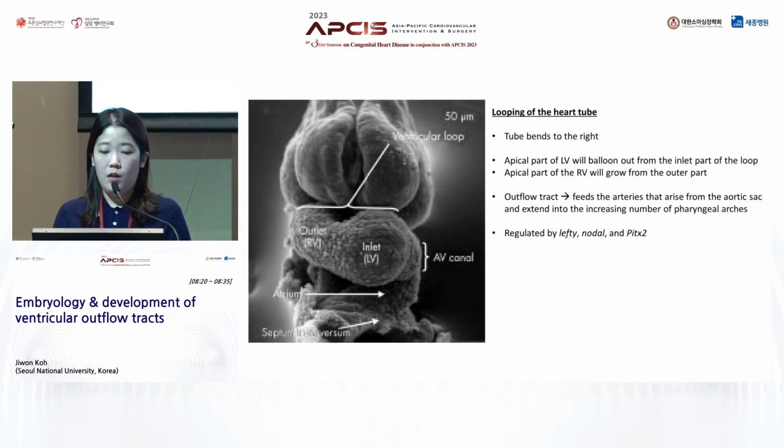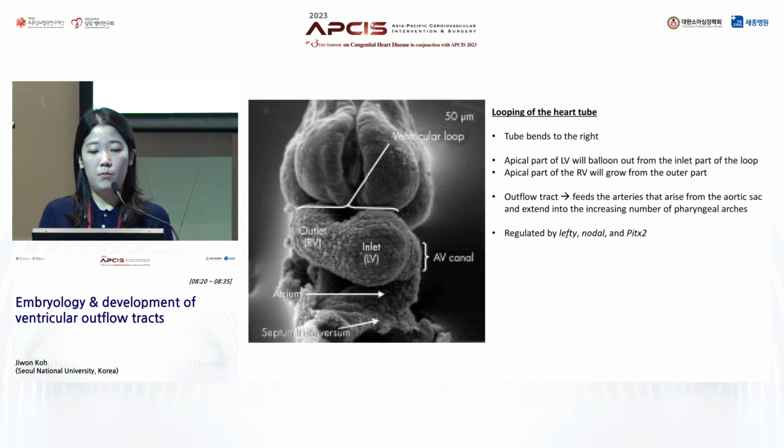So regarding the looping of the heart tube, this is another excellent example of electron microscopy. And we can see the tube bending to the right, and the apical part of the RV will balloon from this inlet, and the RV will balloon from this area. And regarding the outflow tract, it will be continuous with the aortic sac, regulated by these genes.